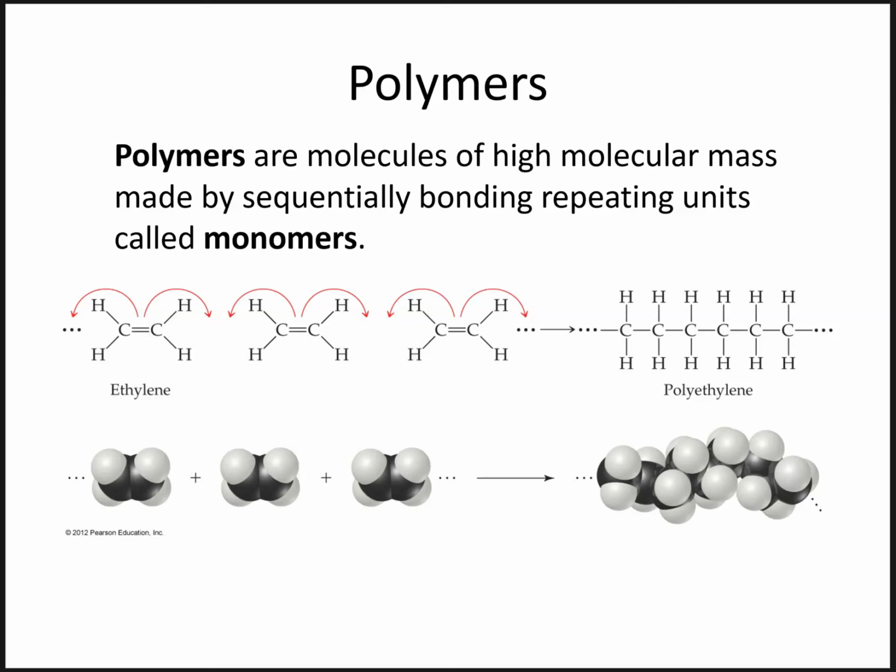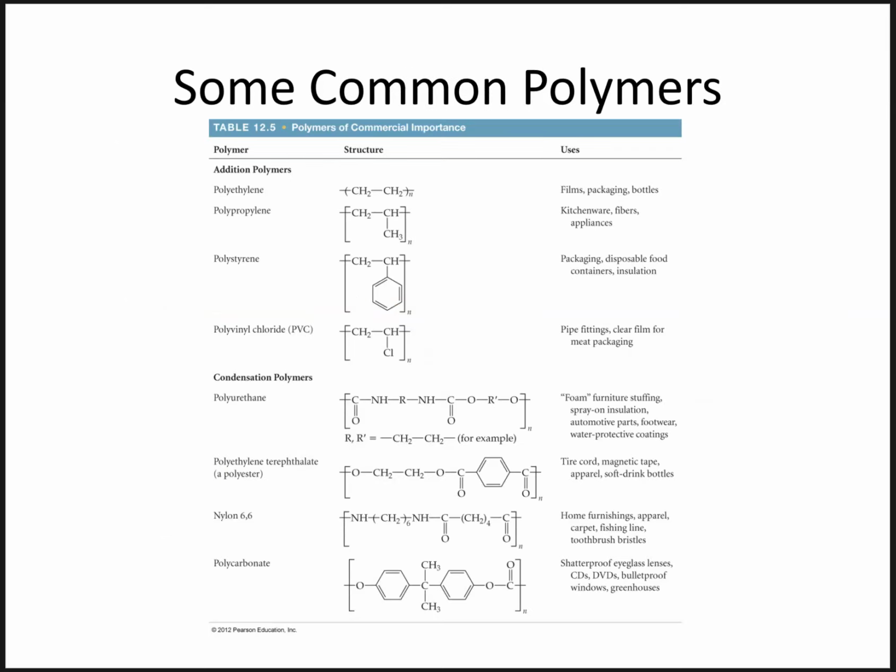For example, you can see polyethylene here is the result of the ethylene molecule bonding to itself over and over and over again. The length of the polyethylene is independent. That is, the length of the structure doesn't really matter in terms of its properties. You can have a polyethylene molecule 100 carbons long or 1,000 carbons long, and it still has essentially the same physical properties.